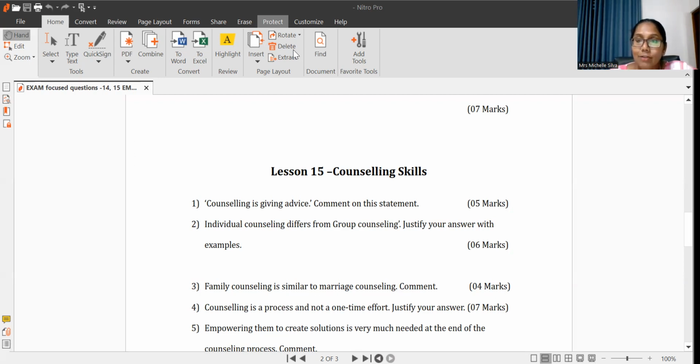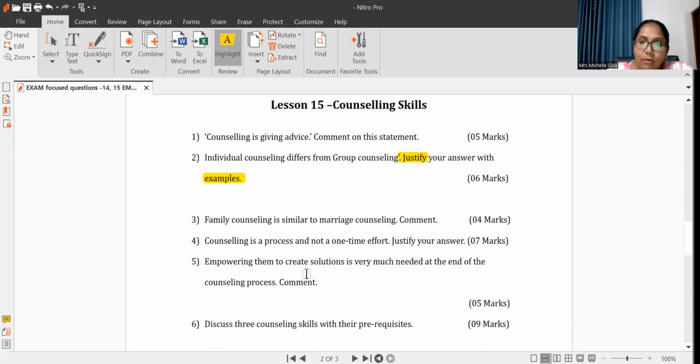Okay, so likewise, when a question has been given, please be sensitive to the action verb plus marks. Since in this question there are 2 parts, justify and example, 3 marks for each section will be awarded separately.